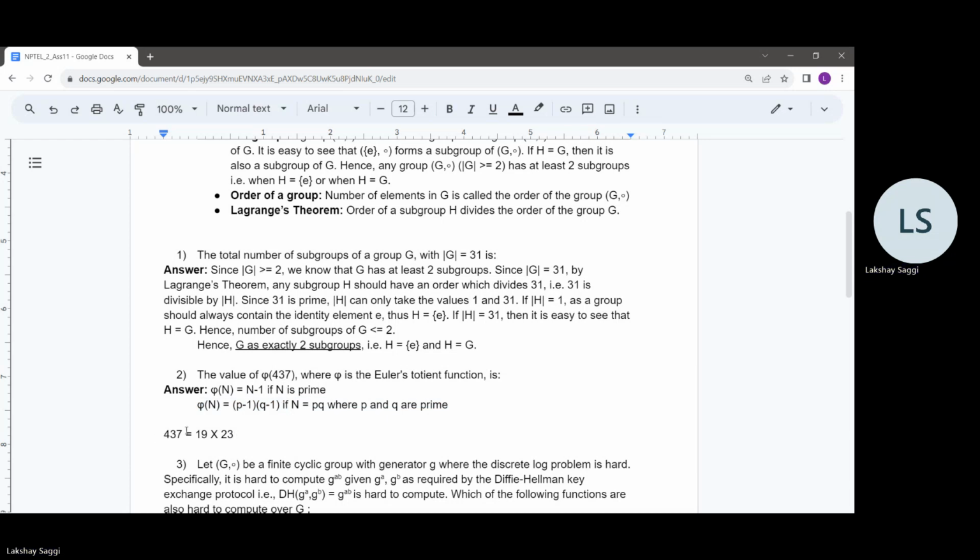So what do we have here? We want to calculate the value for 437. And what is 437? It is nothing but 19 times 23.